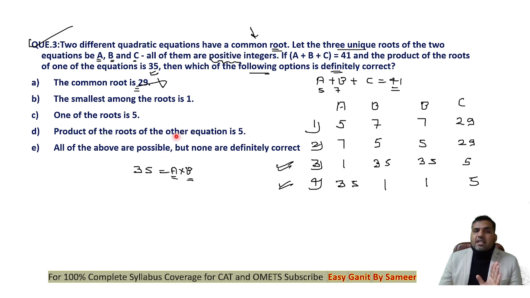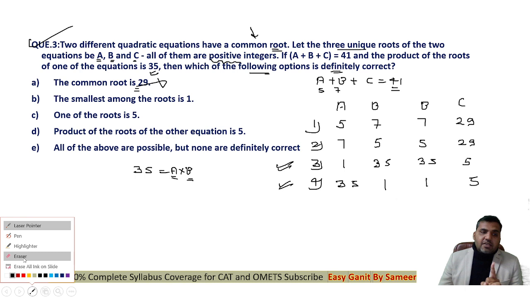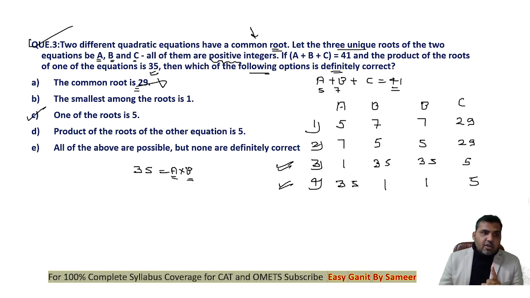Product of the roots of the other equation is 5. See that? In none of the cases is the product of the roots of the equation 5. Only in this particular case, look at case 4, the product of the other roots of the equation is 5. But in none of these cases is it true. So D is also eliminated. All of the above are possible, but none is definitely correct? No, out of the above options, one is definitely correct, and that is your option C.